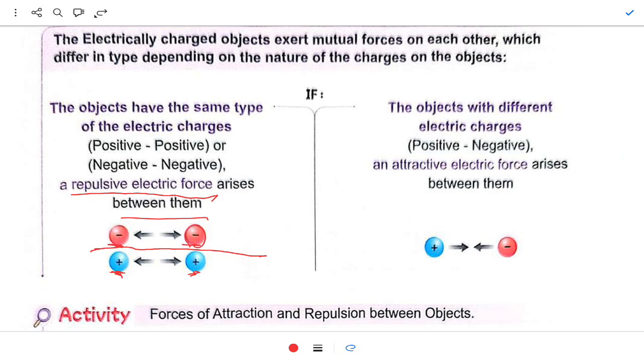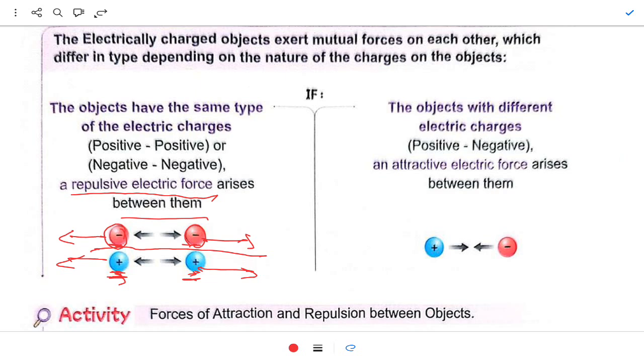This particle will move in this side and this particle will move on the opposite side, and that also happens for the positive particles. This will move to this side and this will move to the opposite side. So if you make two objects that have the same charge close to each other, a repulsion will happen between them. A repulsive electric force arises between them.